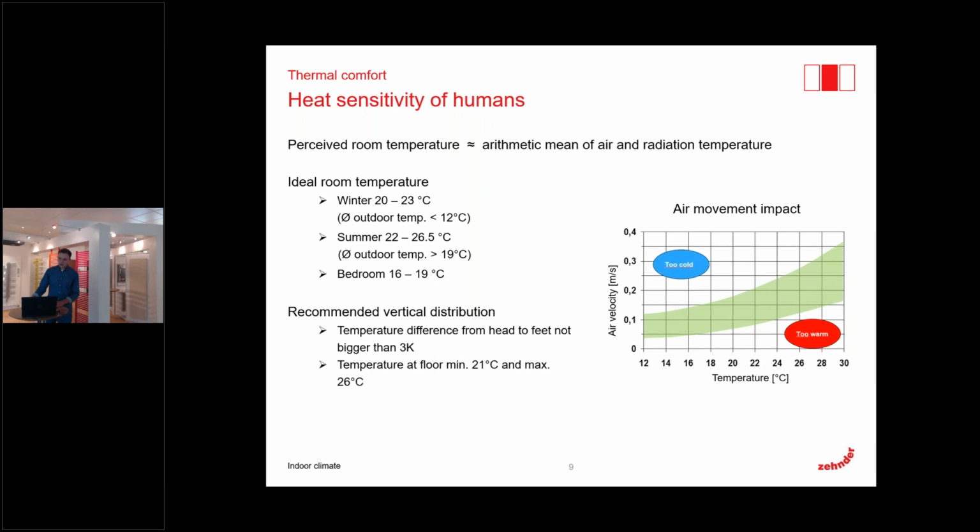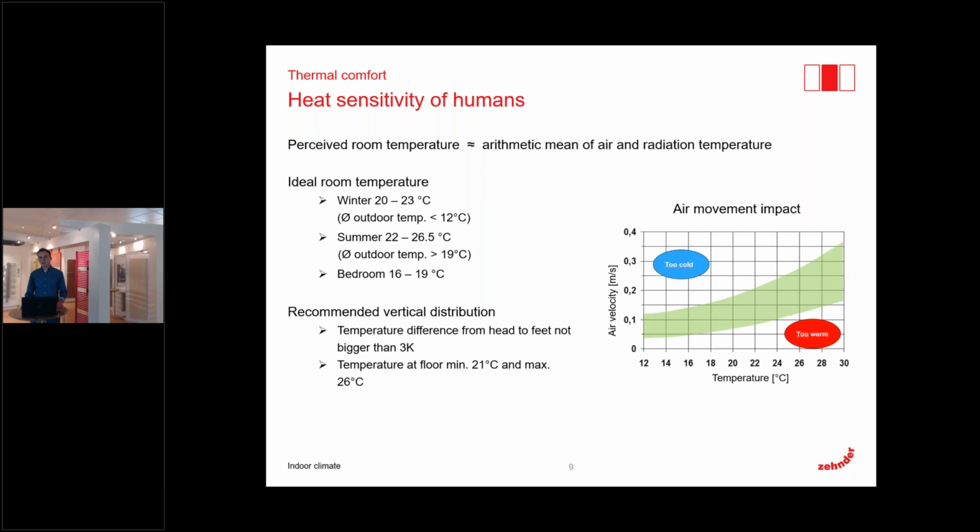Following studies, the ideal temperature for a sleeping room lies between 16 and 19 degrees, but there are no specific studies for other rooms. In Germany, when we are doing a heat demand calculation, we calculate with 20 degrees for rooms like the living room or the kitchen. And for a bathroom we are even calculating with 24 degrees because we want to have it a little bit warmer in the bathroom.